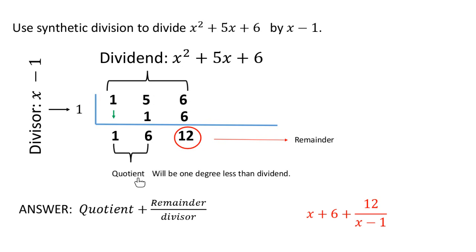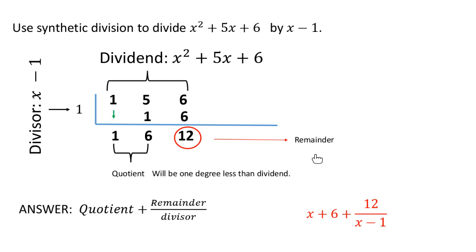So the quotient, you always want to start with 1 degree less. So this polynomial had a degree of 2. So when we write our quotient, we're going to go 1 less. So you're going to start with just 1. So the 1 here would be an x. So here's my x. And then I would have my 6 as my constant. And then my remainder goes on top here as my numerator divided by the divisor.